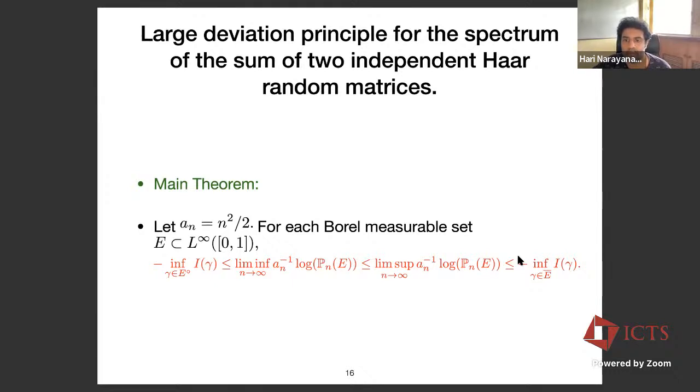Okay. So in some sense, this is the best one can do. This is like a standard format of a large deviation principle. This is what people go for, at least in this kind of setting. And it's always interior and closure for the leftmost and rightmost bounds. Okay. Thanks.